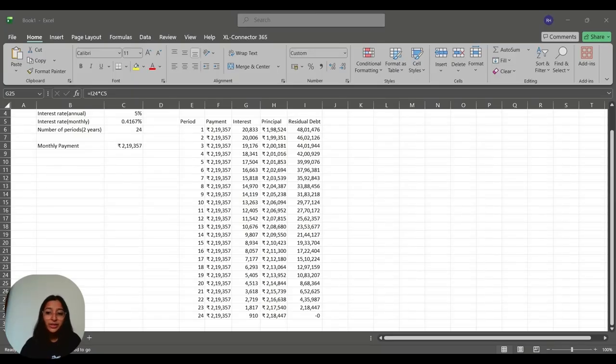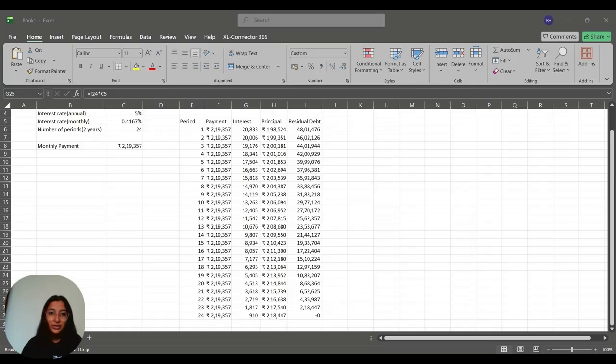And one more thing you can notice here is how principal slowly climbs upward every single month. You can see here from 1,98,524, and the last month was 2,18,447. This shift is called principal acceleration. Your EMI becomes more and more effective in reducing your loan.